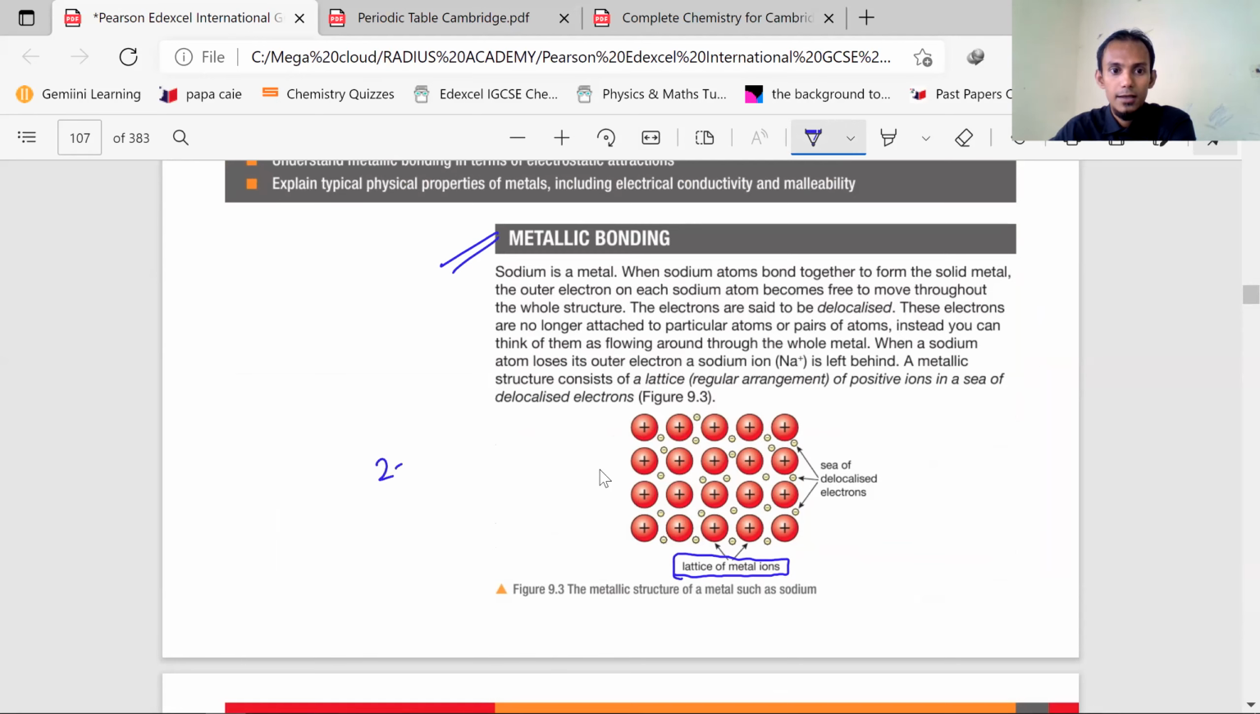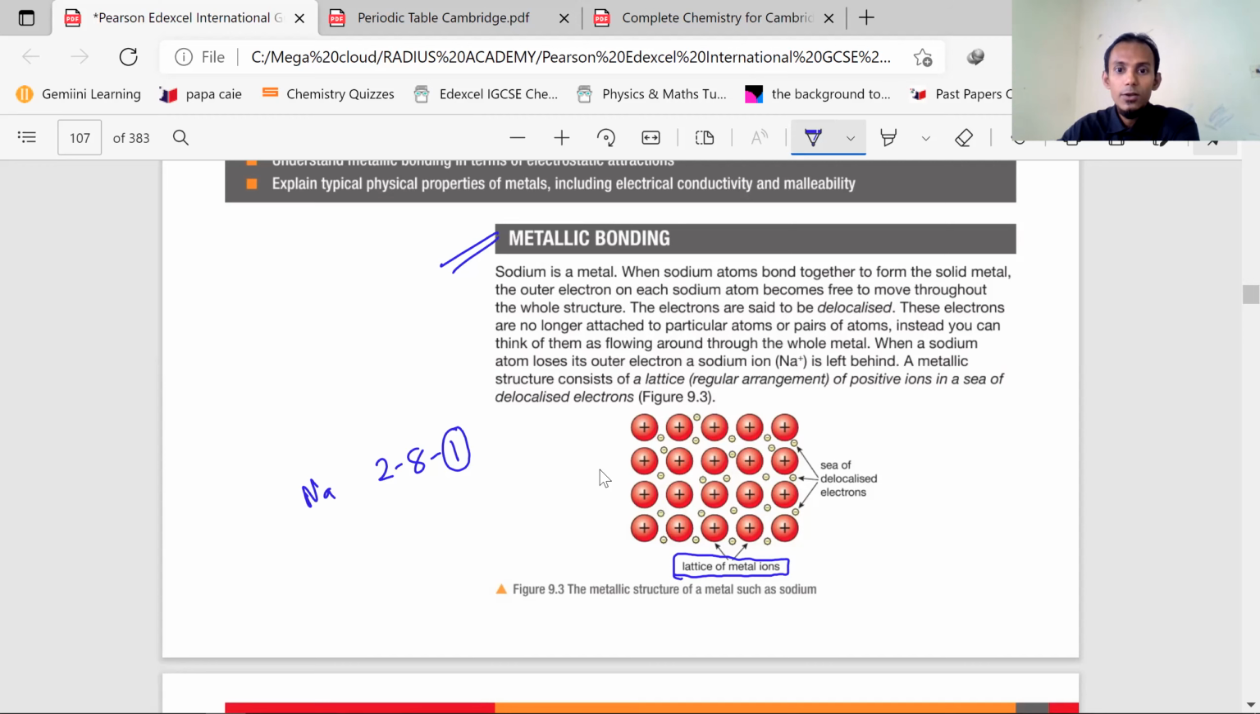I said sodium is 2,8,1, and this one electron in the outer shell of sodium is a problematic child for sodium, and the mother sodium, that is the nucleus of sodium, is not taking care of this child properly. So this one outer shell electron roams around, delocalizes from its shell, and can move throughout the structure. So they are free to move.